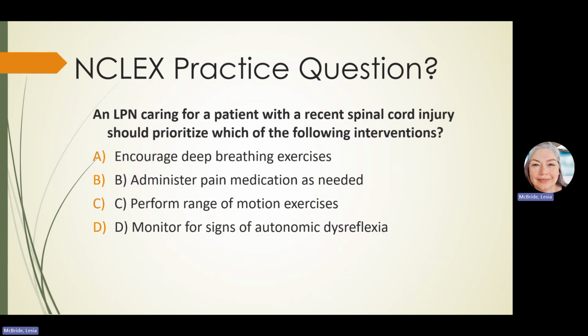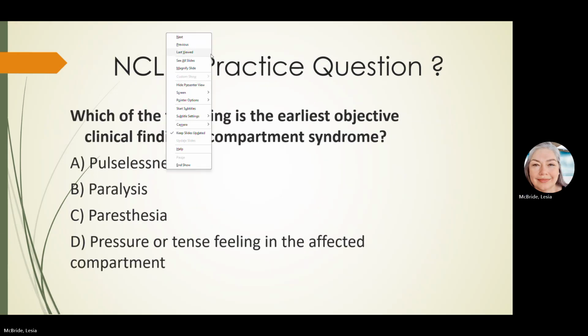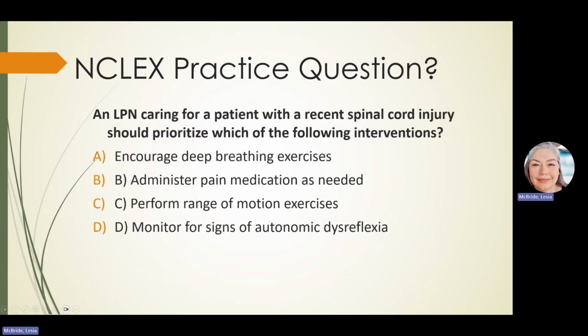And I can see that we have some multiple letters here. Oh, let's go back. It's not going to give me the answers here. Anyway, monitor for signs of autonomic dysreflexia. Definitely is the number one. All the interventions are important, but autonomic dysreflexia is the highest priority for the LPN because it's life-threatening.